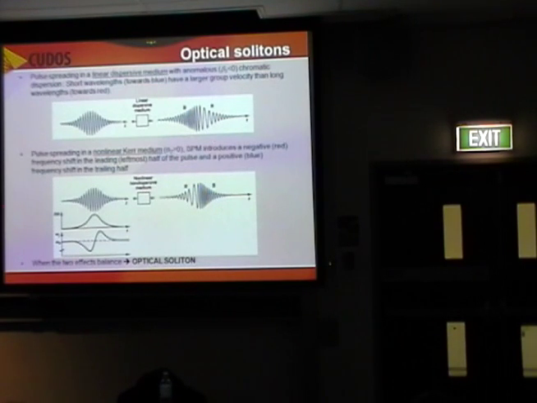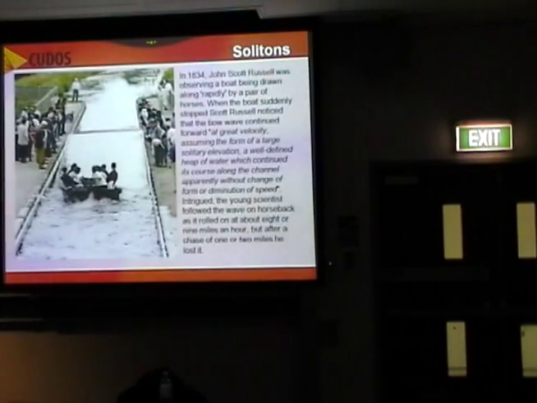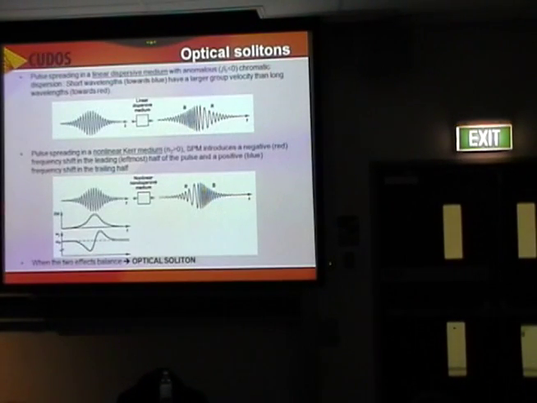Now, if we imagine that same pulse propagating in a nonlinear medium where N2 is greater than zero, then the self-phase modulation introduces a similar effect, but of course a different origin. The red frequencies are now shifted in the leading left-most half of the pulse, and the blue frequencies shift in the trailing half. Okay? So you've got these two things going on, and the solid line represents this beautiful case where they balance perfectly.